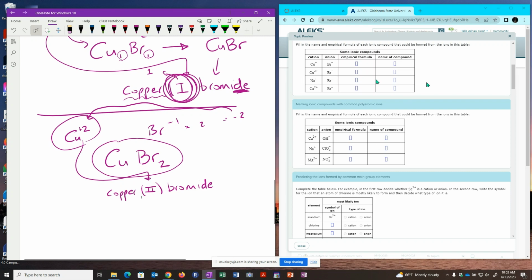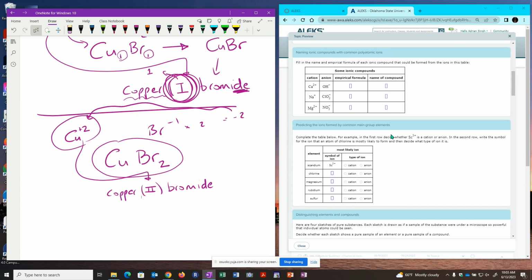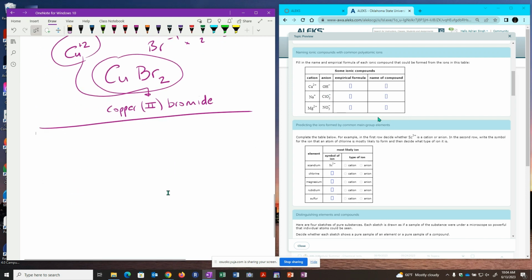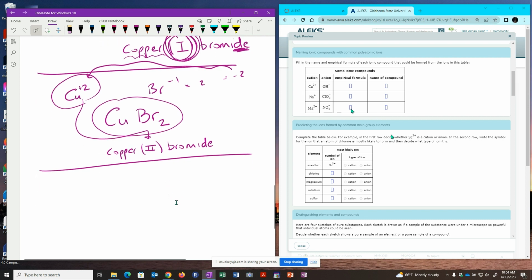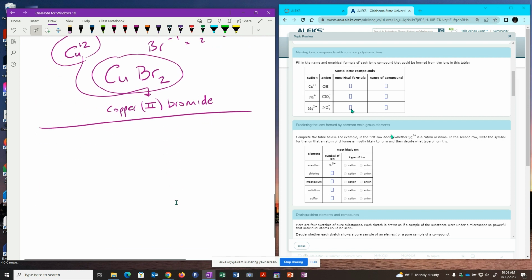All right, and you want to continue the rest along the same vein. The next question looks at some of the ionic compounds that have polyatomic ions in them. Okay, so the ones that we just did were binary ionic compounds. Some ionic compounds are made up of polyatomic ions, which are just collections of atoms that have charges.